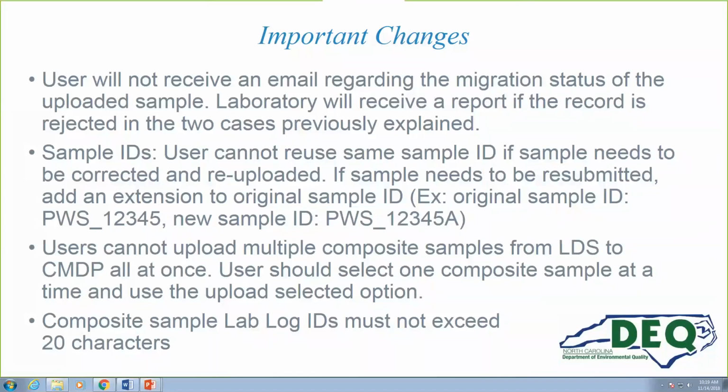So we just suggest that if you've uploaded something and once it's been uploaded you determine that there's an error and it needs to be corrected, when you resubmit, just add an extension to the original sample ID, just like adding an A at the end of it, so that we know the sample's been changed, and so that CMDP allows you to enter that new sample ID code.